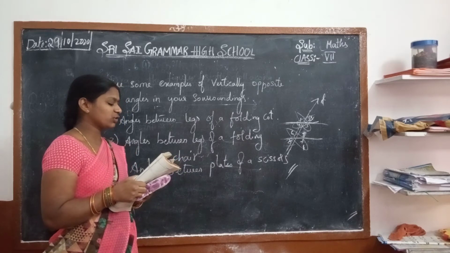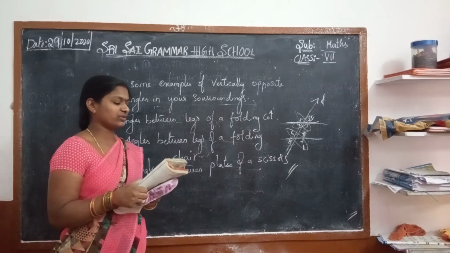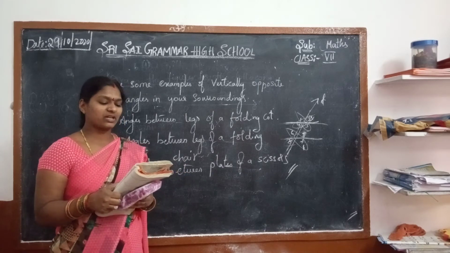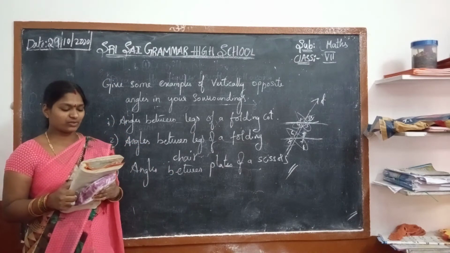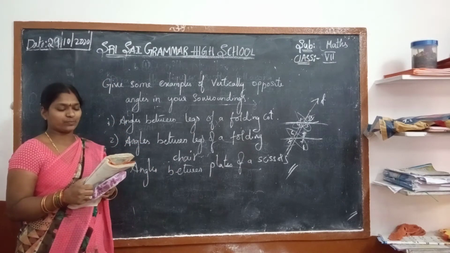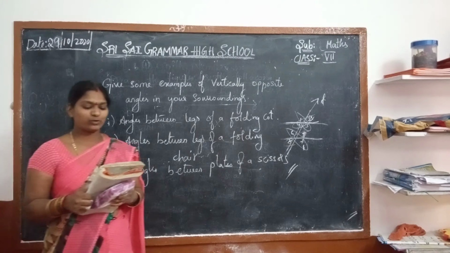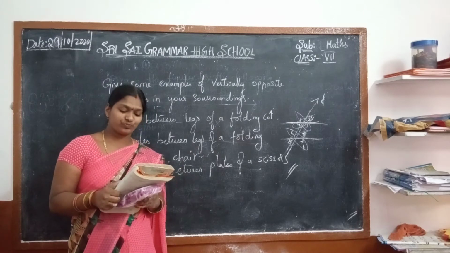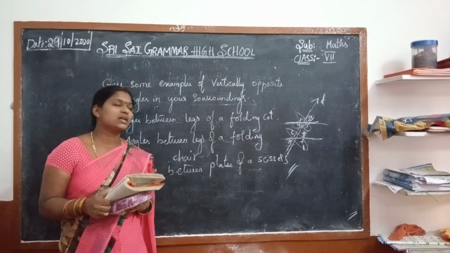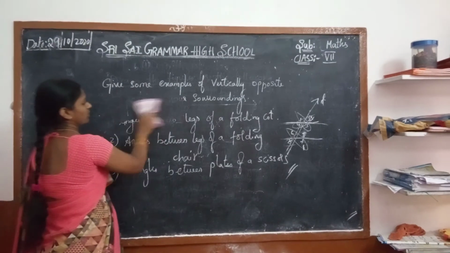Again, in exercise 4, give 4 examples of adjacent angles in your daily life. What examples of adjacent angles can be seen in our daily life? Angle between door and wall. Angle between the 3 hands of a clock. Angle between a rangoli. Angle between spokes of the window. Now everyone complete this.